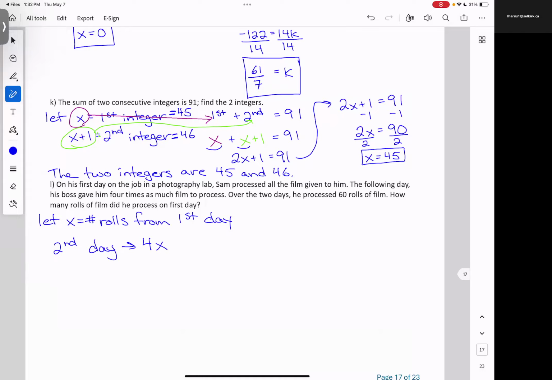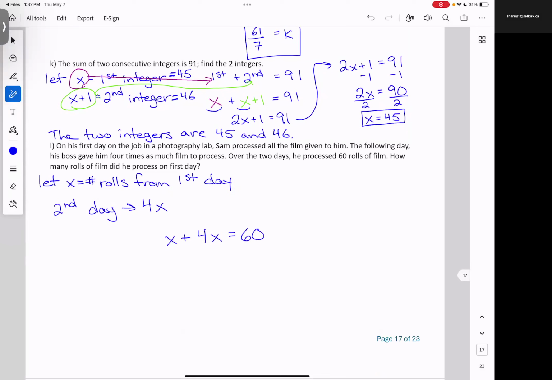So between the first day and the second day, he processed 60 rolls. His first day, he processed X number of rolls. That plus whatever he processed his second day, which was 4 times whatever X is, altogether gives us 60. So this is our linear equation. This is from our first day. This is the amount of film he processed on his second day.